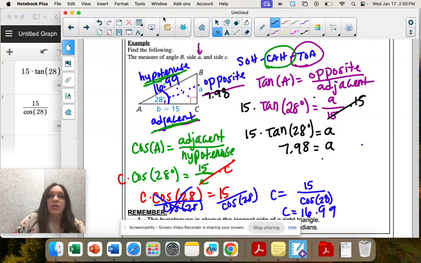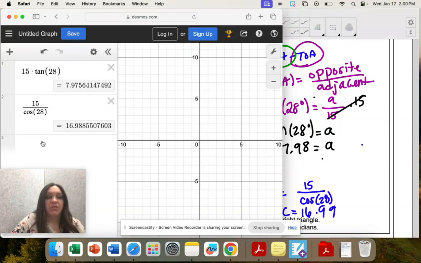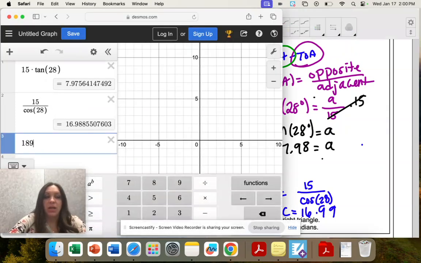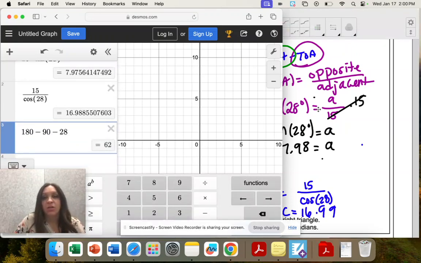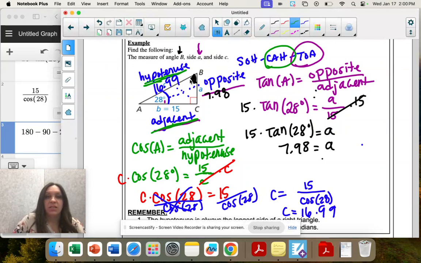Okay, last thing. When you're solving for an angle, just remember that all the angles in a triangle add to 180. To find a remaining one, you take 180 minus the two that you already have. So the remaining angle would be 62. And we just found everything in the triangle. We have every angle, every side. And we do that using sine, cosine, tangent.